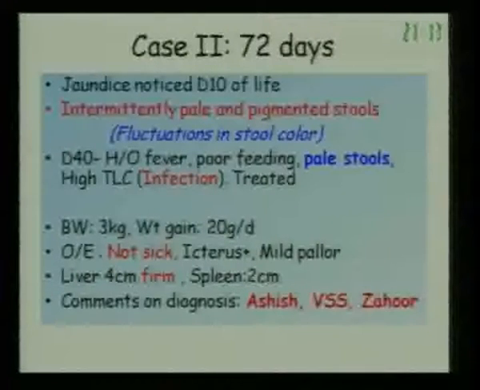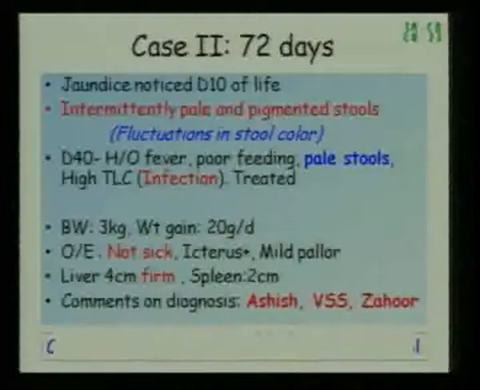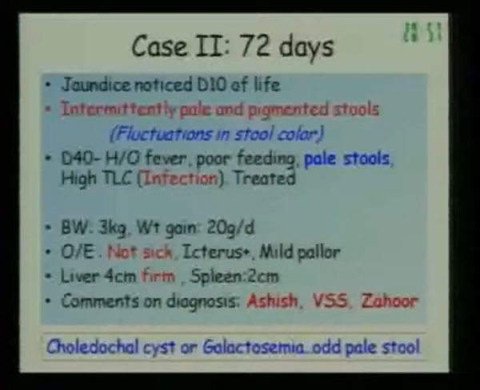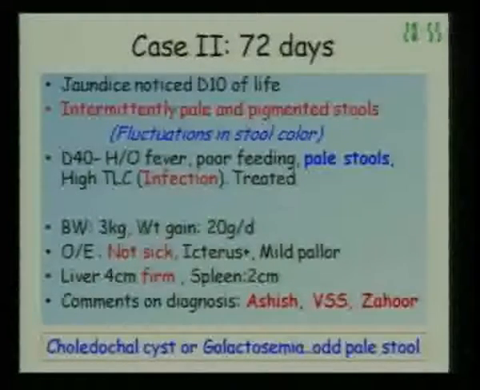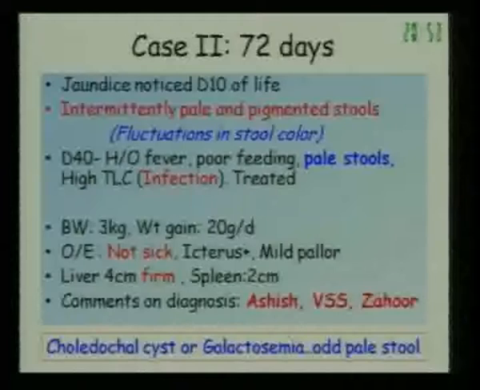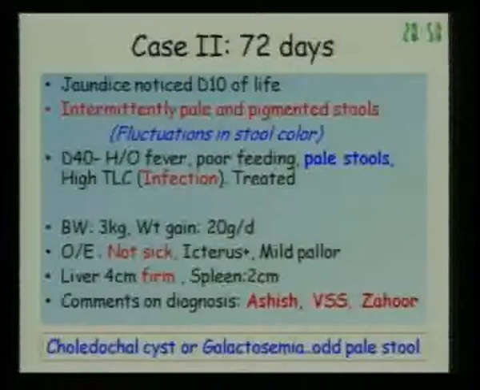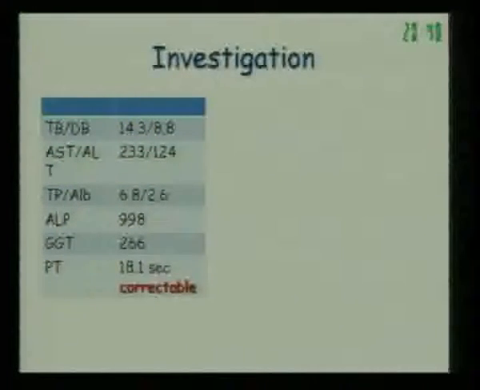So you actually have evidence of infection here, you have fluctuations. Atresia seems to be out. They don't develop pre-surgery fever unless they have decompensation and then SBP because of that. So we agree with that. So the question is choledochal cyst, or because he is infected, there might be a possibility of galactosemia and others. So these are the investigations.